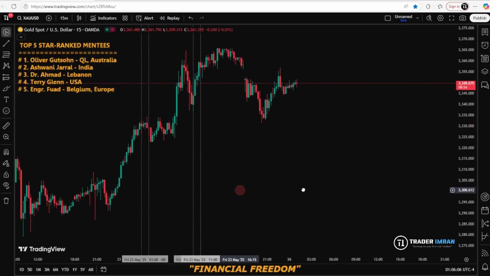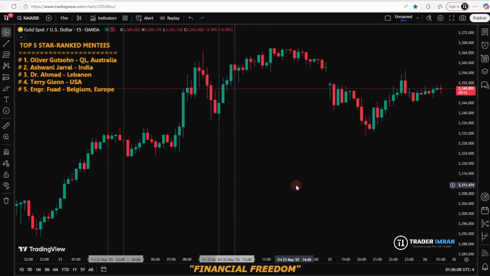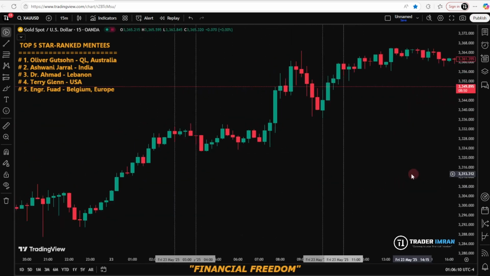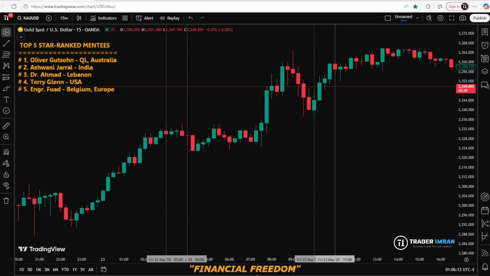For your ease, I have already marked the vertical lines. You can see this vertical line is London Open, 3 a.m. session, London Silver Bullet. This is a total of 1 hour. One candle is of 15 minutes. Now you can see here, just have a look.